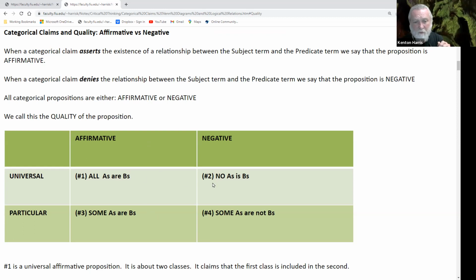Two are universal, ding, ding, ding. Two are particular, ding, ding, ding. Two are affirmative, dot, dot, dot. Two are negative, dot, dot, dot. Okay.